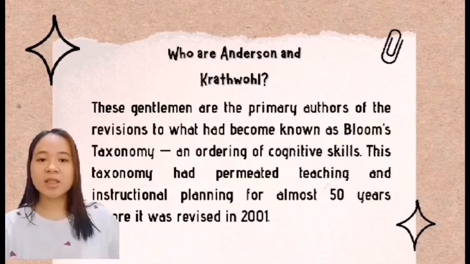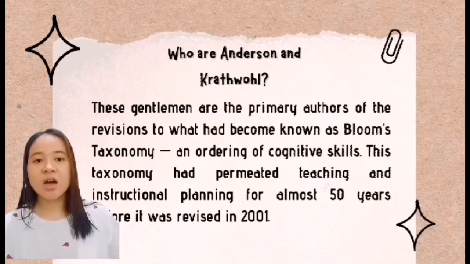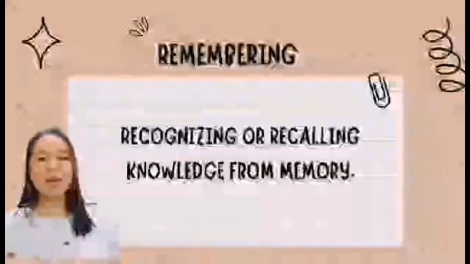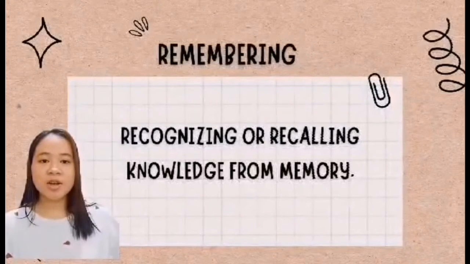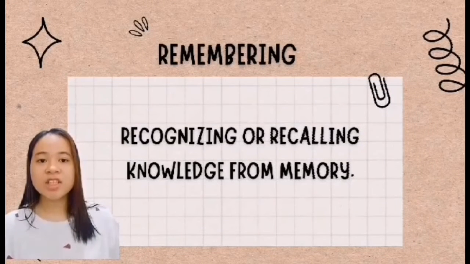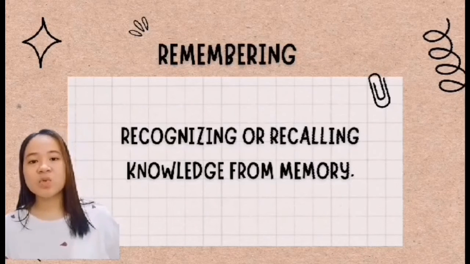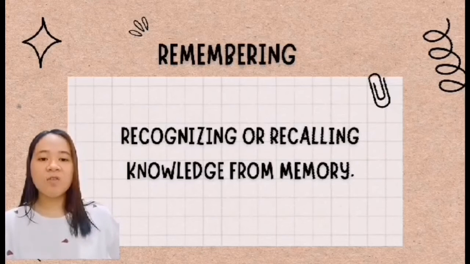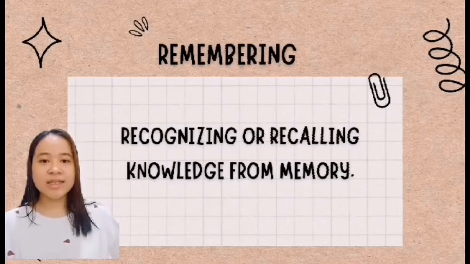Now let's get to know more about the revisions of Bloom's taxonomy. First is remembering. Remembering is recognizing or recalling knowledge from memory. Remembering is when memory is used to produce or retrieve definitions, facts, or lists, or to recite previously learned information.